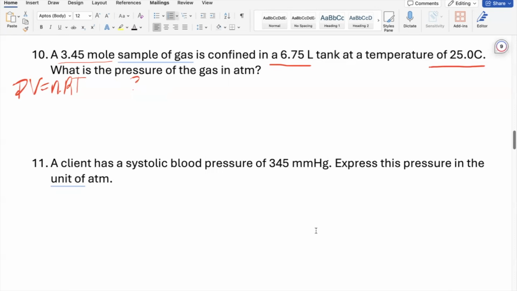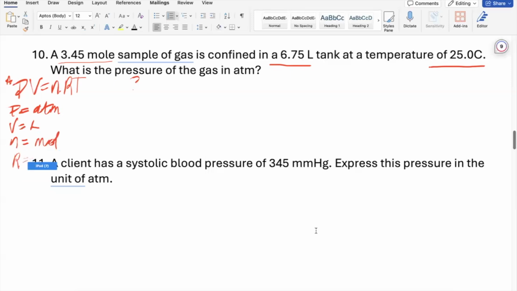With the ideal gas law, you have all these variables, and you'd be given this on the test. P stands for pressure, and you need to be in atmospheres. In order for this formula to work, you have to be in that specific unit. V is volume, and you have to be in liters. What comes next? N is moles.